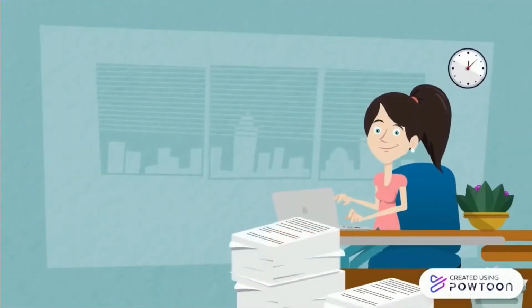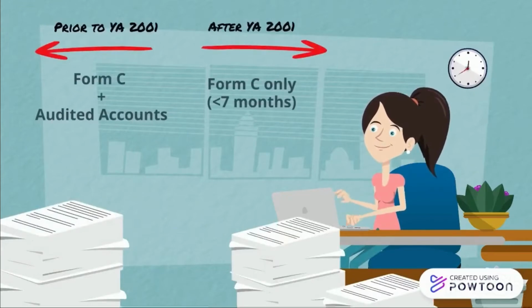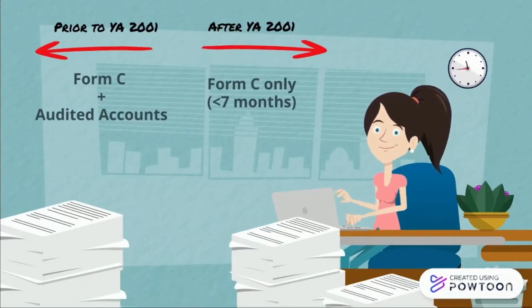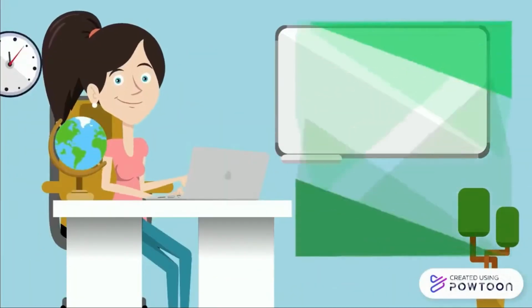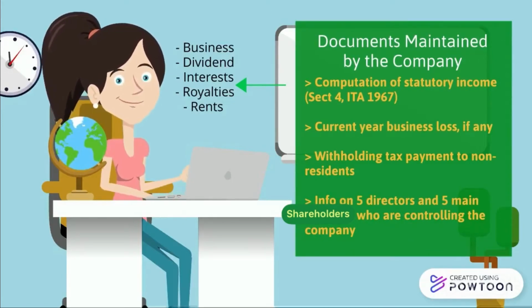Prior to year of assessment 2001, both Form C and the audited accounts were required to be submitted for the assessment. However, after year of assessment 2001, the company is required to submit Form C only, within 7 months after the year end closing. Documents maintained by the company are the computation of statutory income, current year business loss, withholding tax payment to non-residents, and information on 5 directors and 5 main shareholders who are controlling the company.